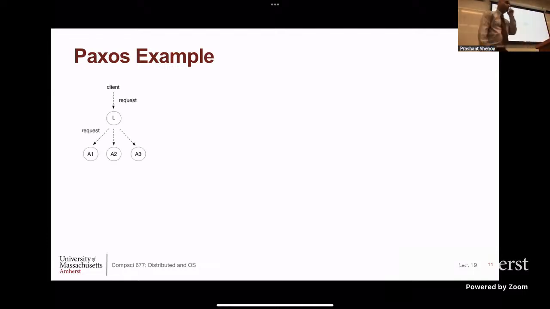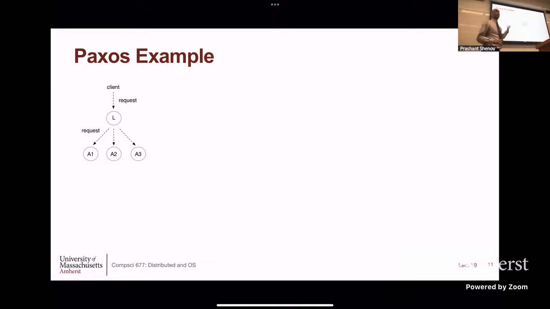Okay, so assume the following situation. There's a leader that's been elected in the system that's going to act as the coordinator, and then there are other nodes which we will call acceptors in this case. They're really followers, but they're acceptors. The goal of the leader is to convince all the acceptors to accept the same value or the same output so that they reach agreement.